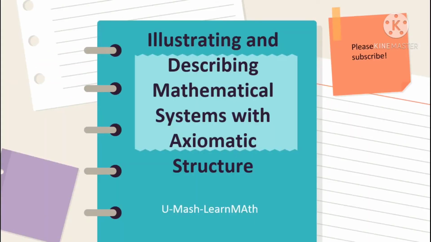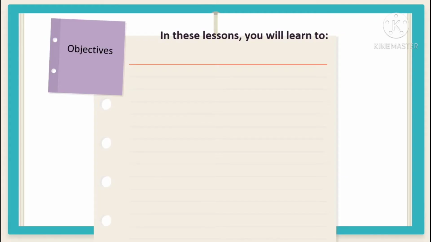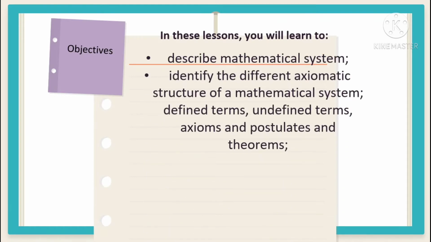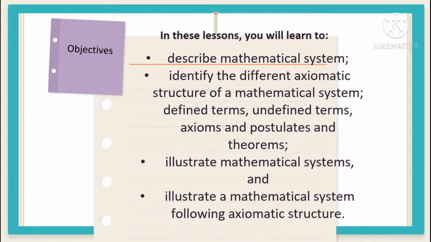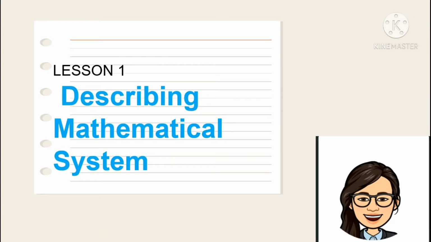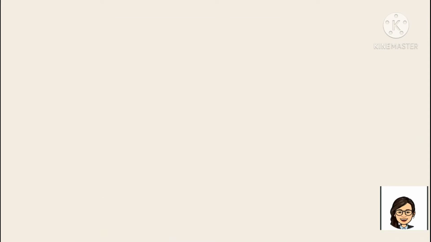Dear students, today we will discuss illustrating and describing mathematical systems with axiomatic structure. In this lesson, you will learn to describe a mathematical system, identify the different axiomatic structures of a mathematical system, define terms or undefined terms, axioms, postulates, and theorems, and illustrate mathematical systems following axiomatic structure. So in Lesson 1, we will discuss describing mathematical systems.